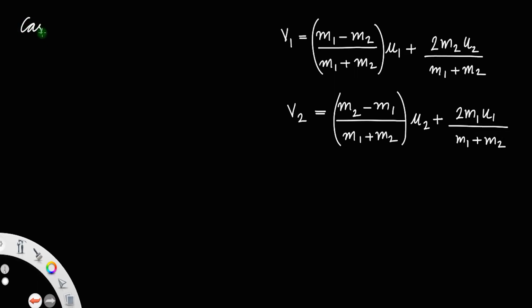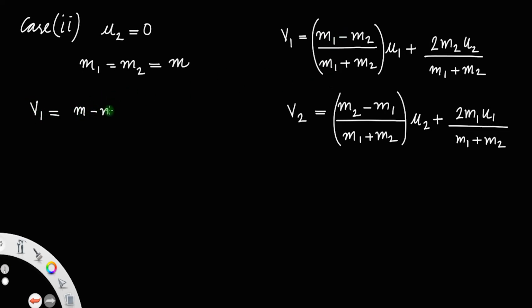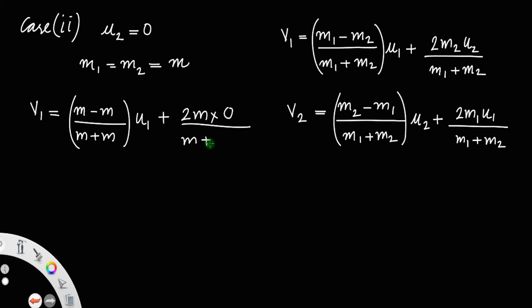Then let's take our second case, case 2. In case 2, let's assume the second body is at rest, which means its velocity is 0. And let us assume the bodies have equal masses. So what are the final velocities acquired by the bodies? v1 will be m minus m by m plus m times u1 plus 2m, here u2 is 0, by m plus m. So v1 is equal to, this term is 0 since m minus m is 0, this term is also 0. So the velocity acquired by the first body is 0. Clear?